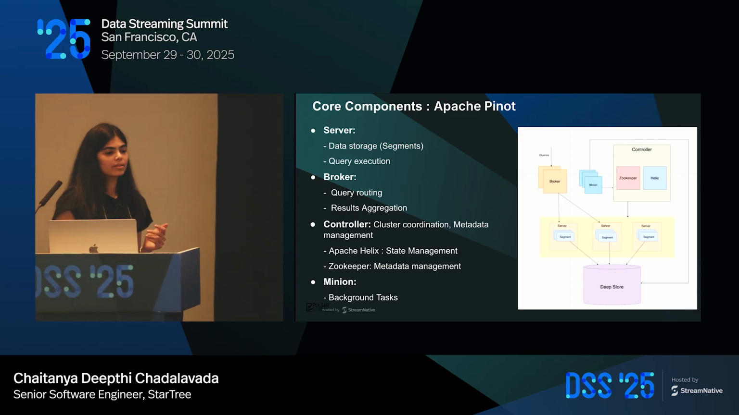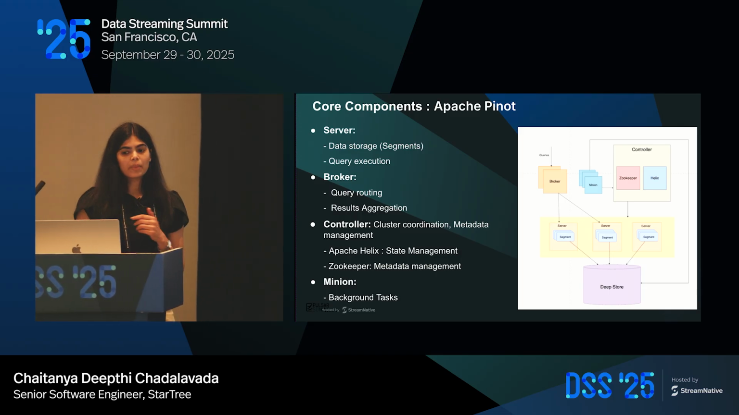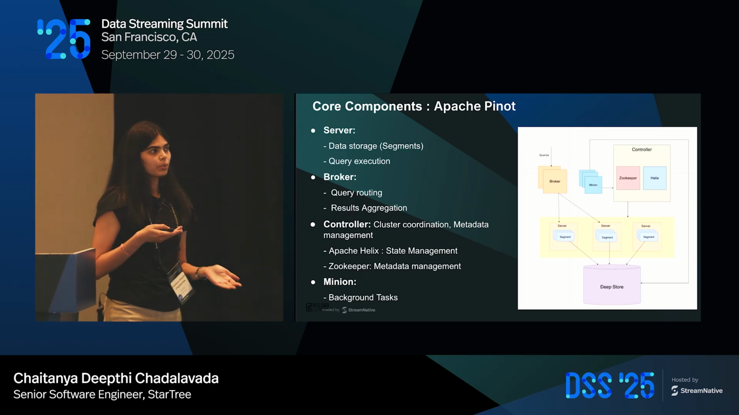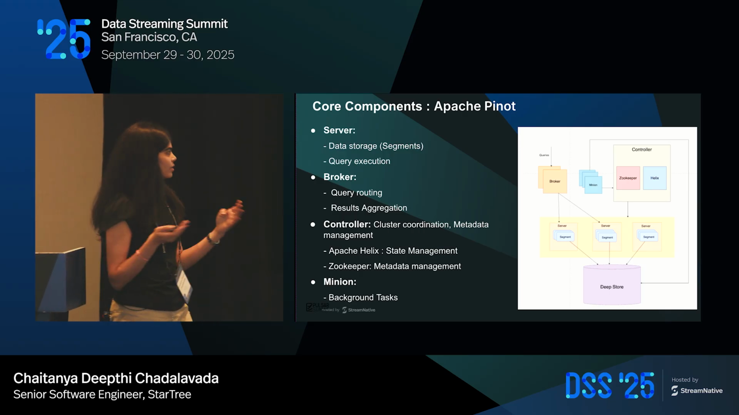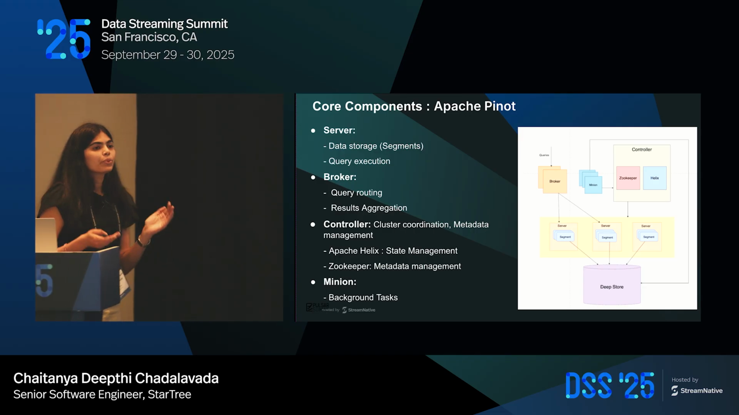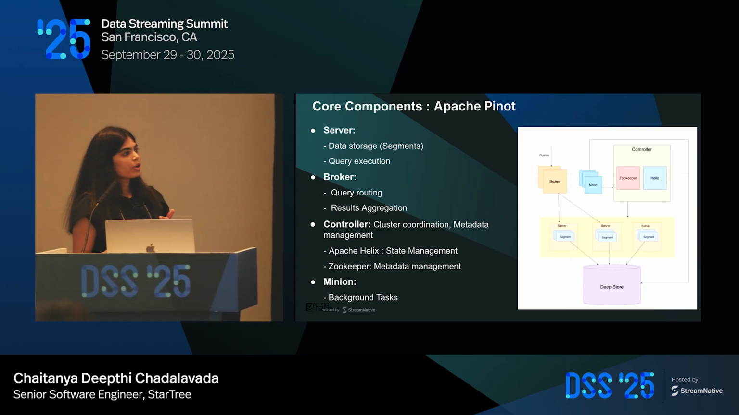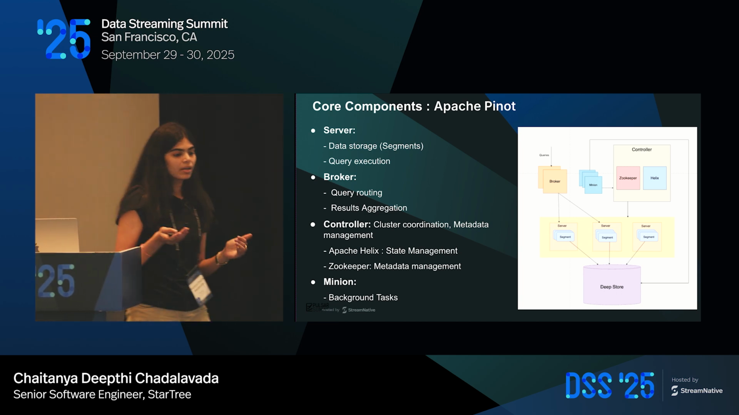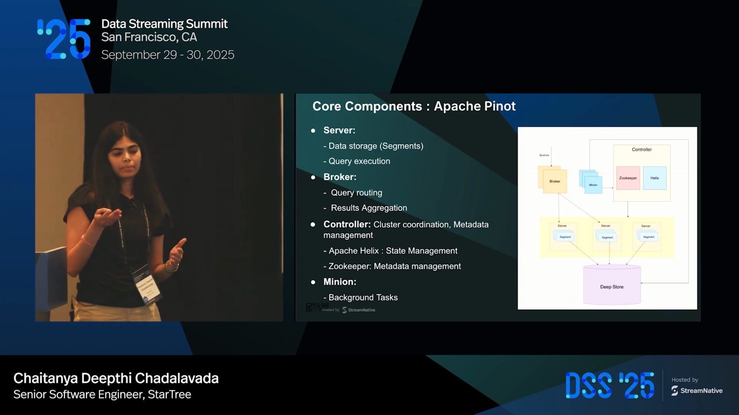And then we have minions, which handle all kinds of background tasks. For example, if you want to ingest data into Pinot using files, like CSV files, we can use minions for that. If you want to repartition the data later on, we use minions for that. For example, we have segment refresh tasks that are running in the background.